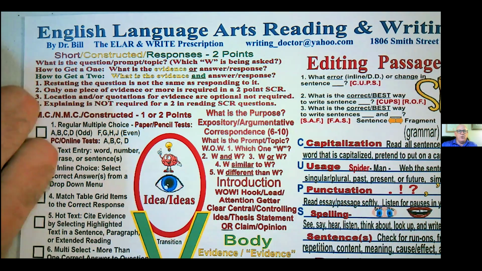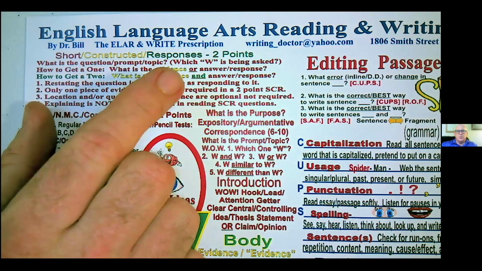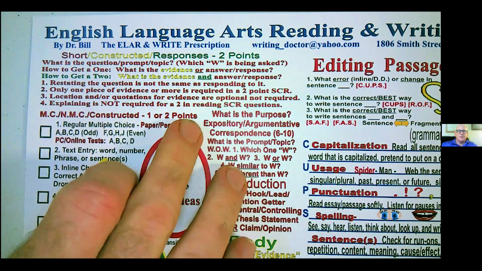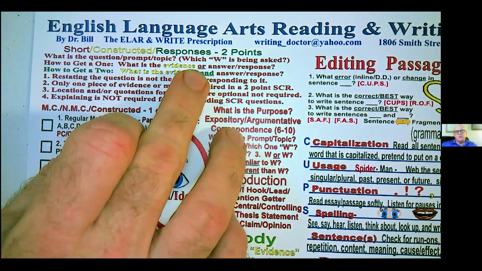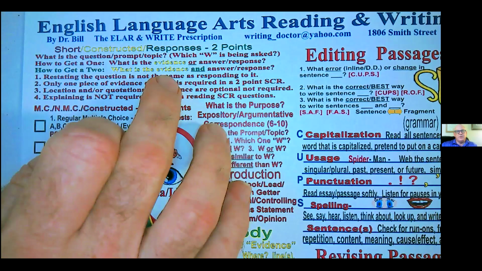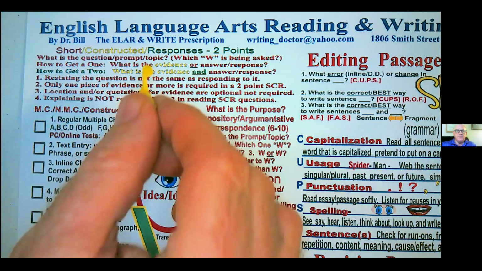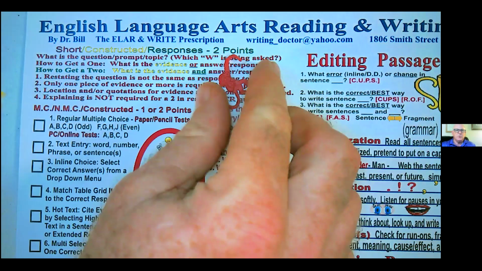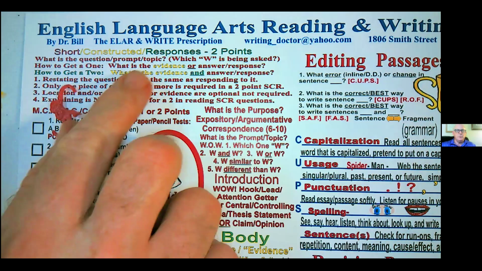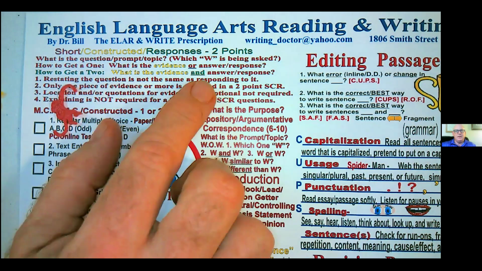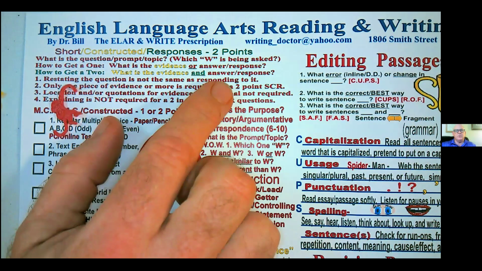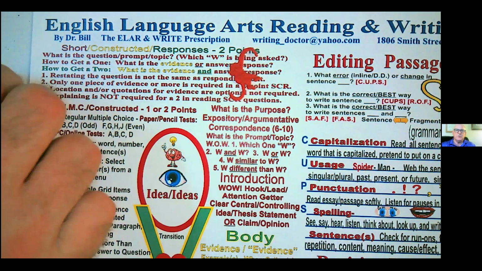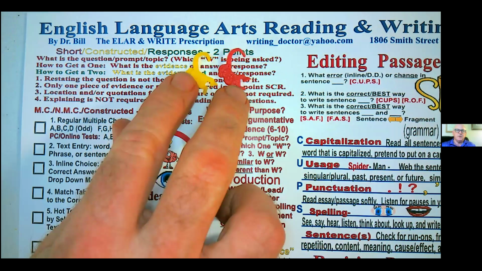So, how to get a 1? What is the evidence or the answer response? So that's basically in a nutshell that whole page just in this little part of my folder here. Okay, so it's either the evidence or it's the response, one or the other. How to get a 2? What is the evidence and the answer or the response? They both have to be there in what resembles a complete thought in response to the topic.